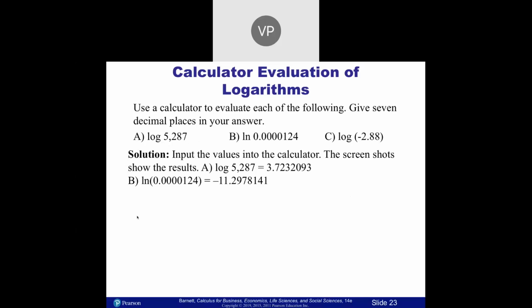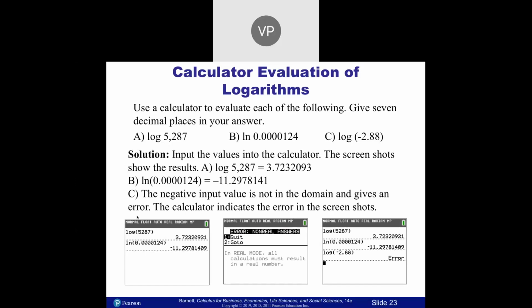So on that part B, natural log means base e. What power can you put on an e to get you 0.0000124? Okay? And then if you plug this into a graphing calculator, which we're going to use in a bit for other problems, you see they give you the same answer, or you use the regular scientific calculator that I just showed.